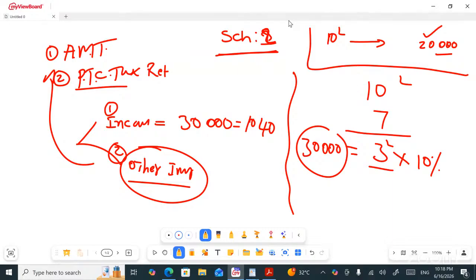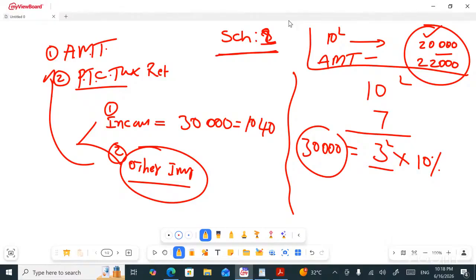Suppose when you calculate according to the AMT calculation, the tax amount we get is 22,000. In that case, instead of paying the regular tax amount of 20,000, the AMT tax amount of 22,000 shall be paid. In our case, the normal income tax amount is 20,000. This is the main income tax. Additionally, we need to pay another 2,000. This additional 2,000 is technically called alternative minimum tax.